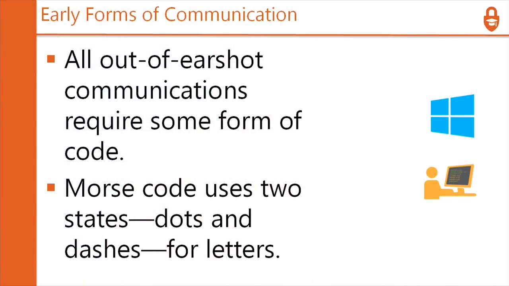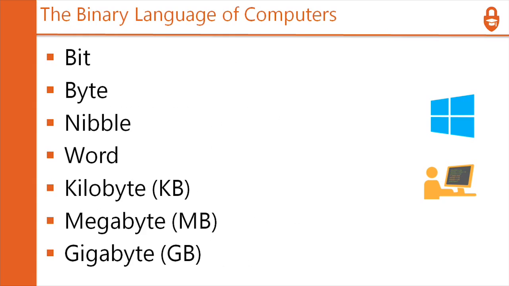So early forms of communication, all out of earshot communications require some form of code. Morse code uses 2 states, dots and dashes for letters. So we have a dot, dot, dash, dash, dash, dot. Those are just long beep versus short beep, long beep, short beep. That kind of thing. That's how Morse code is communicated.